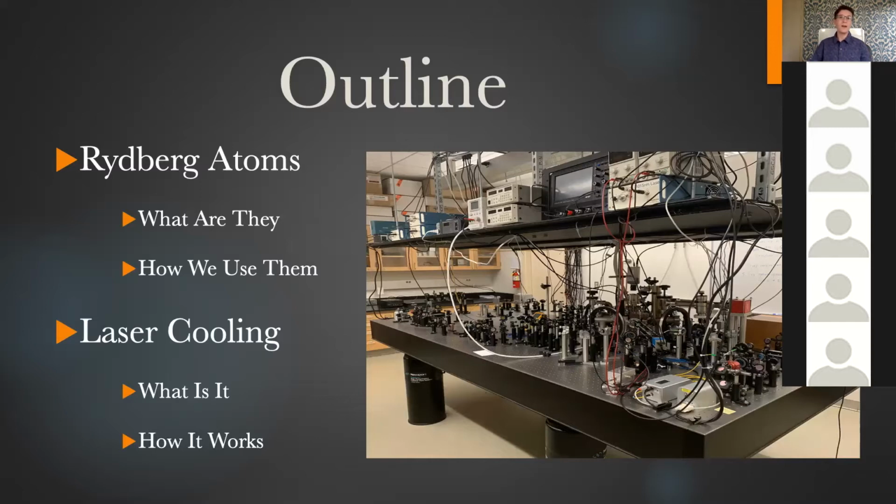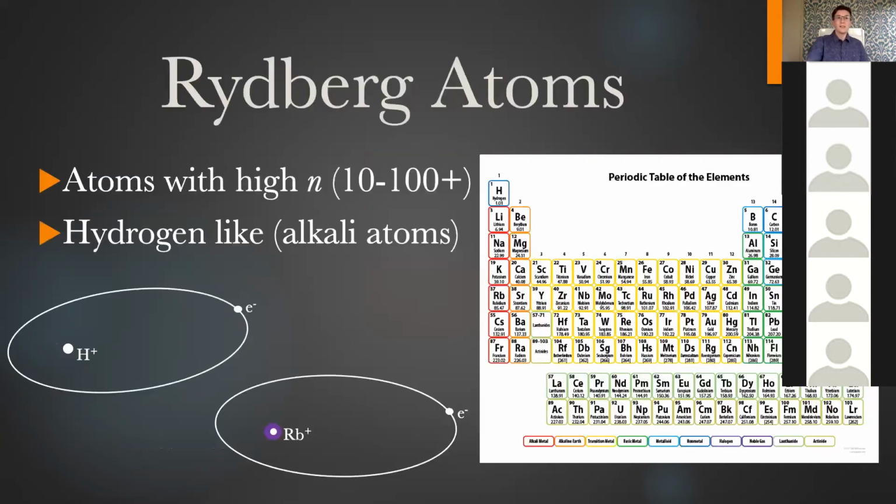And the photo on the right of this slide is actually a photo of our optics table. That is where the experiment happens. It's where all the magic and fun goes on. Every piece of equipment you see there was placed by hand, mostly by students. So that's my playground. So Rydberg atoms, what are they?